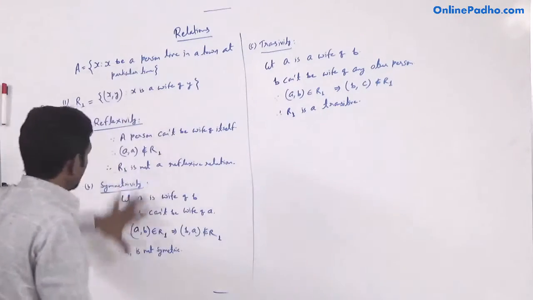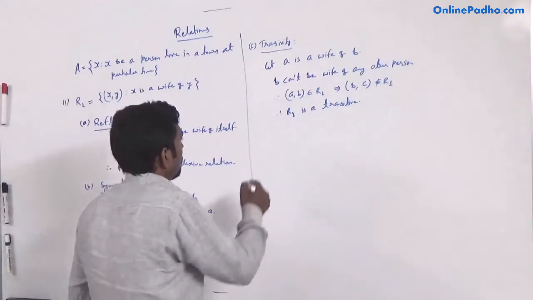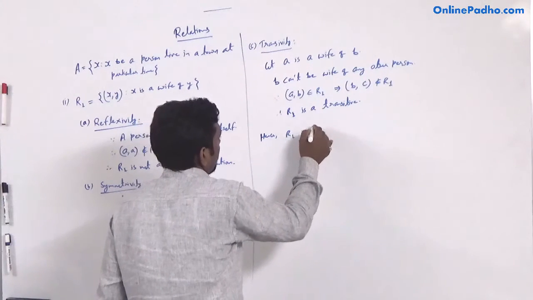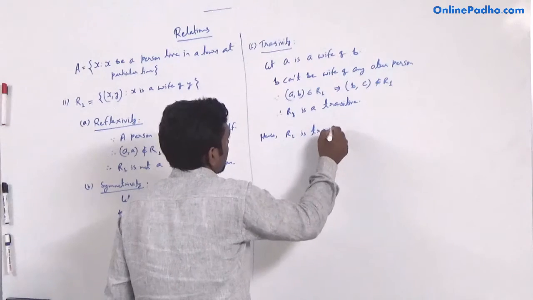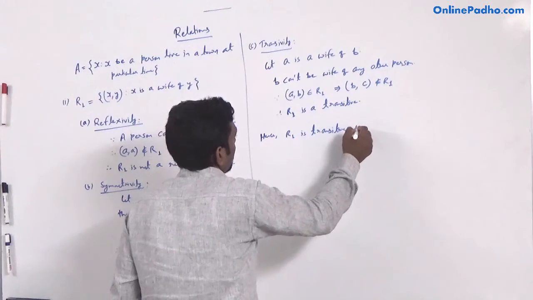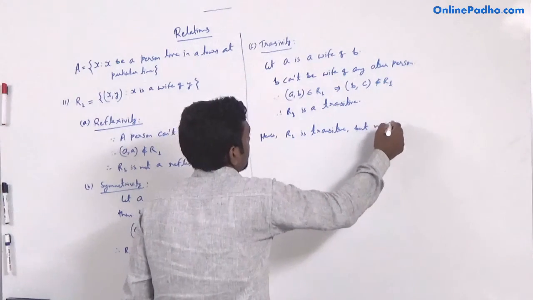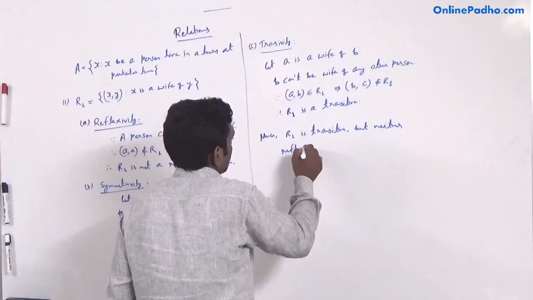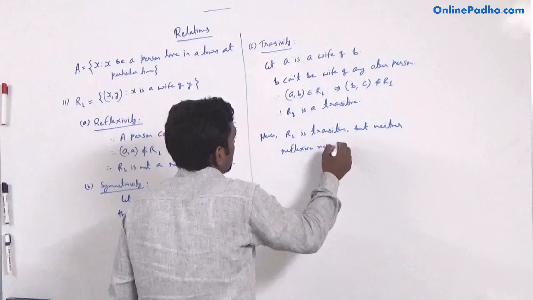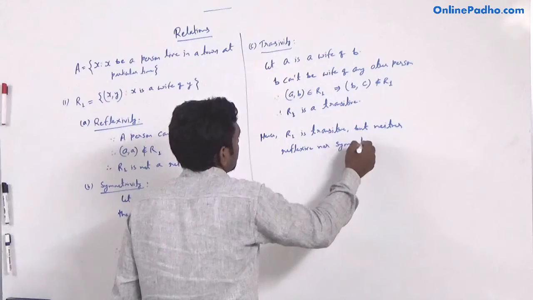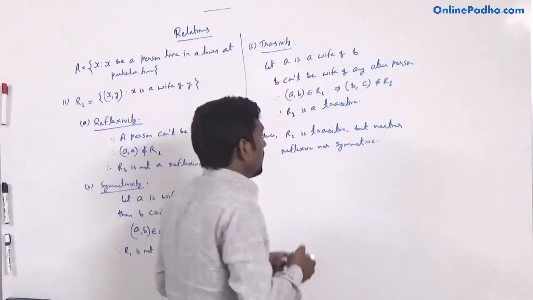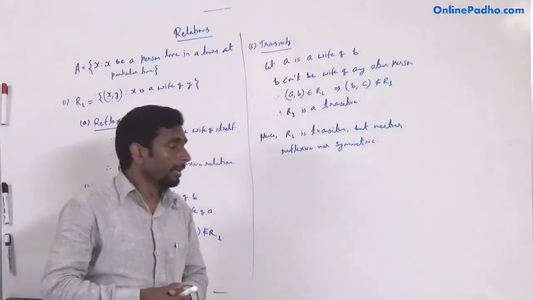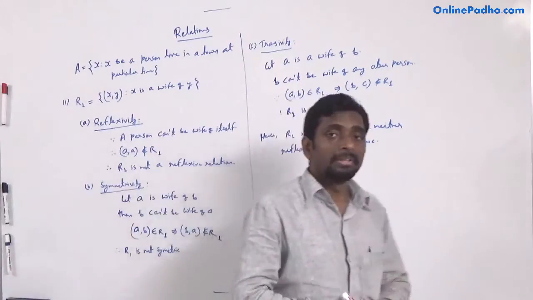Hence we can say that R1 is transitive, but neither reflexive nor symmetric. Right? It is transitive, but neither a reflexive nor a symmetric relation. Why? We proved this, right?